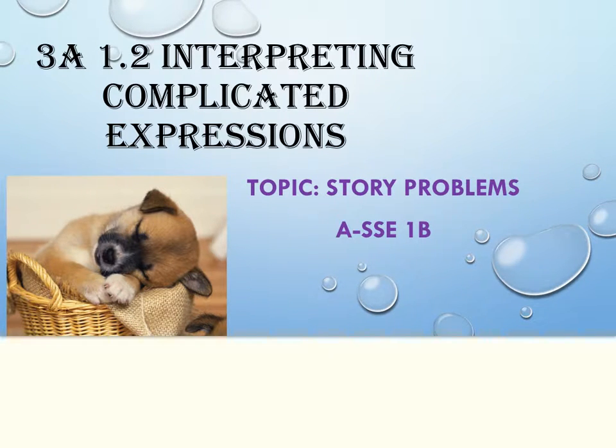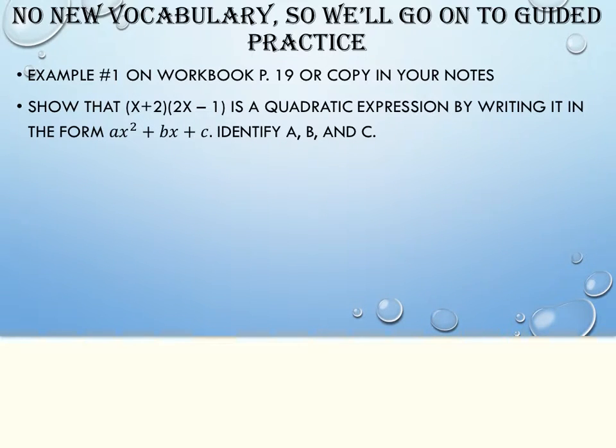Okay, today's lesson is interpreting complicated expressions, which basically is where they give you problems and situations in English and you're going to translate them to math. So you're going to be using a variety of things that you've already looked at. The second slide here. And you're going to show that x plus 2 times 2x minus 1 as a quadratic expression by writing it in the form of ax squared plus bx plus c, and then you're going to identify a, b, and c.